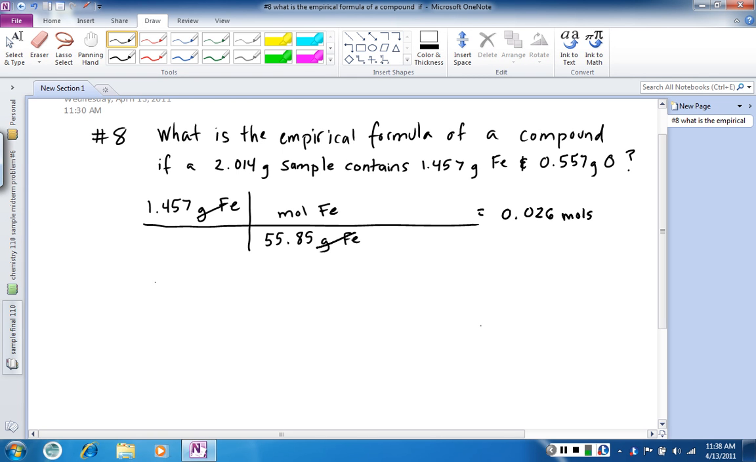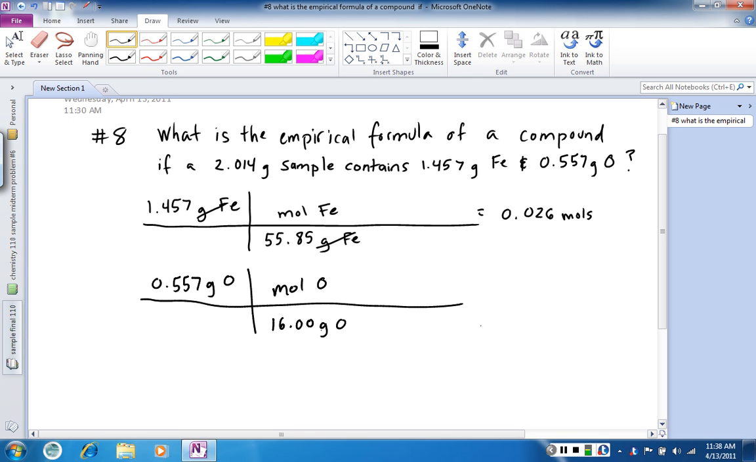Next step is to take your other element, 0.577 grams of oxygen. Oxygen is 16.00 grams per mole. That equals 0.035 moles.